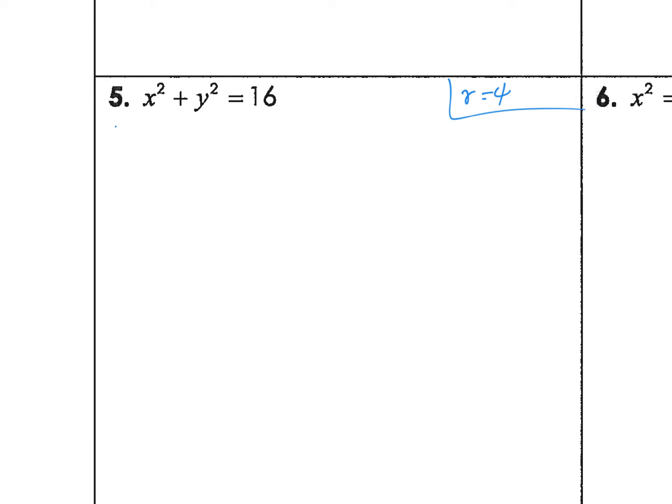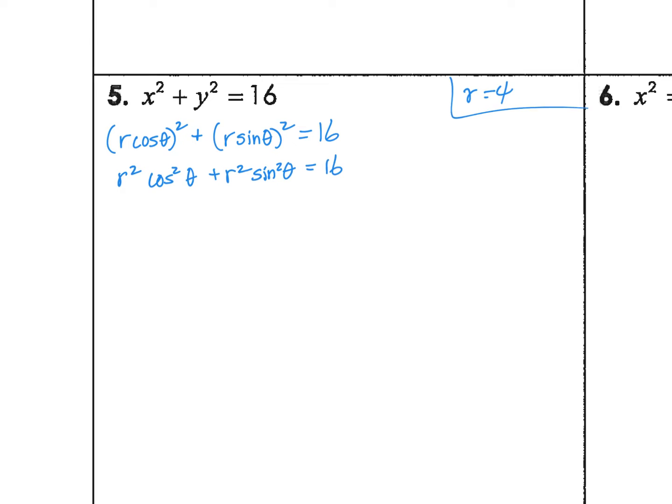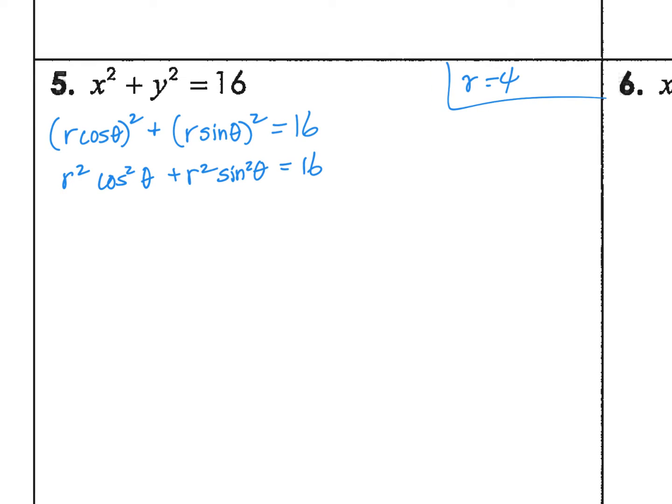X squared is what? This is going to be r. So this is going to be r squared cosine squared plus r squared sine squared equals 16. Can anybody see why it's going to end up being r equals 4 yet? Cosine squared plus sine squared. So what do I need to do? Using proper mathematical language, what is my next step? You can't split it.